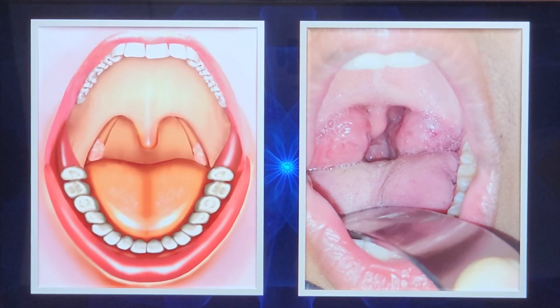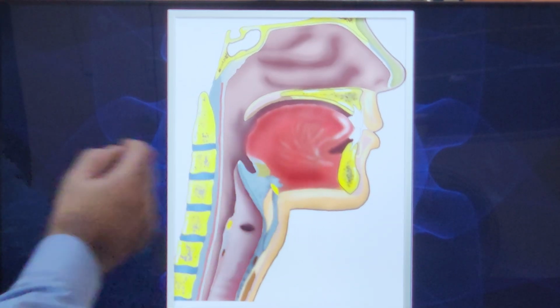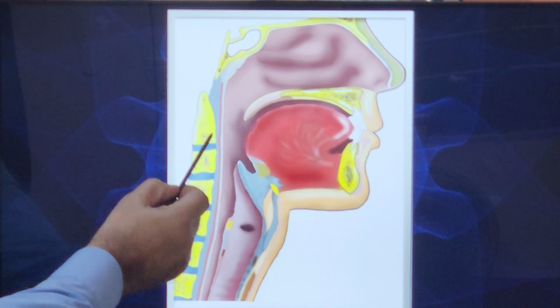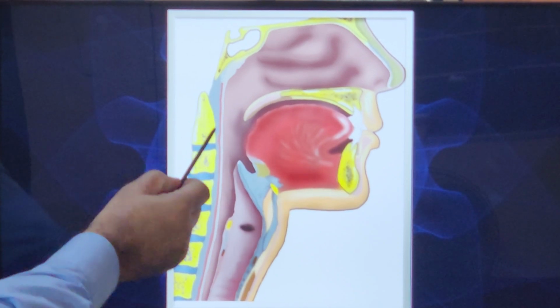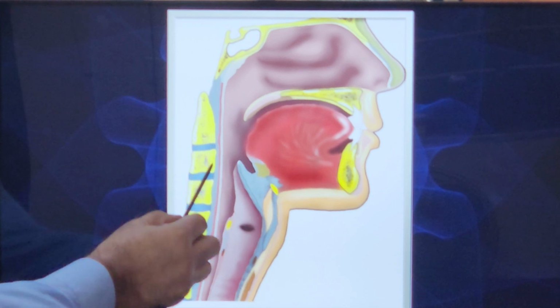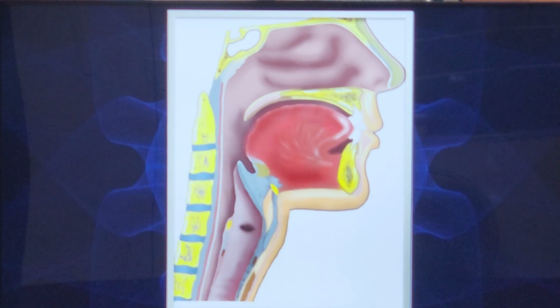Retro means behind, retropharynx. So I'll show you a side view picture so that you can understand better. See, this is the tongue. Here you will have the tonsil, and this is the pharynx. This space is called the retropharyngeal space. It is a potential space, meaning there is no space as such, but if needed, that part can be expanded. If you have an abscess, it can occupy that place. That's what is meant by potential space.